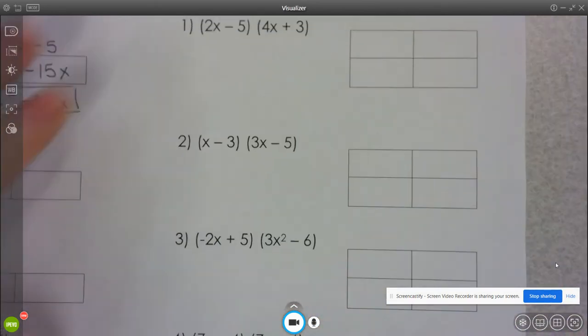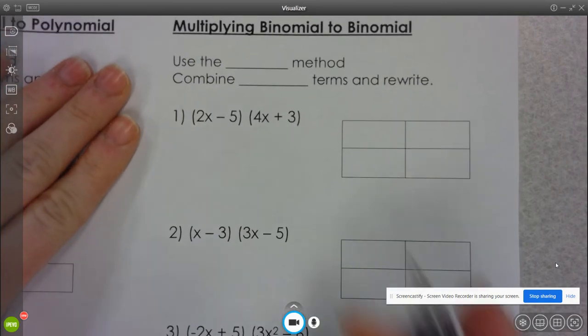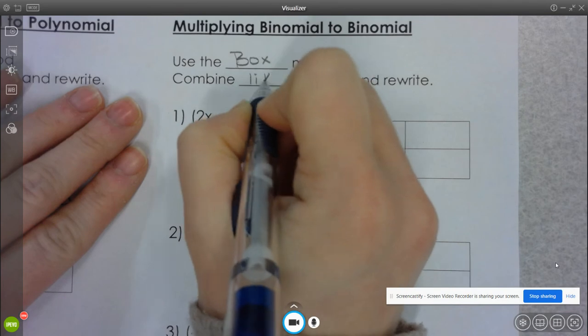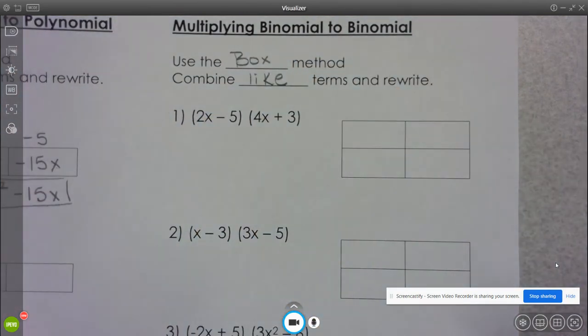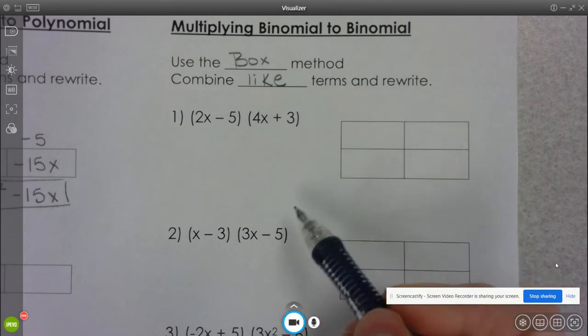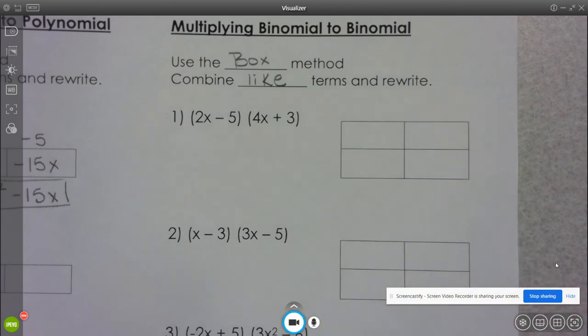Very similar if we bump it up to a polynomial times a polynomial. We're still going to use the box method, and we're going to combine like terms inside of the box and rewrite. It does not matter if it's a binomial times a binomial. It doesn't matter what you put on the top and what you put across the side.